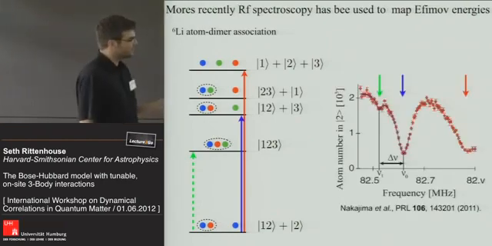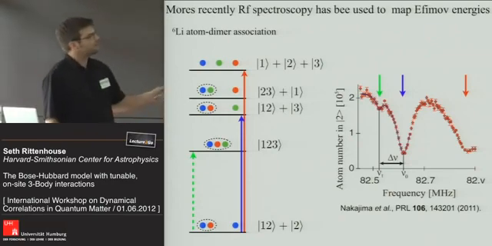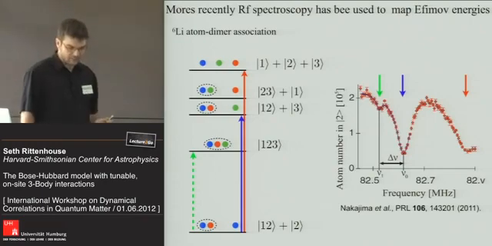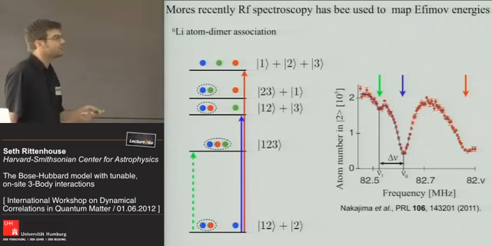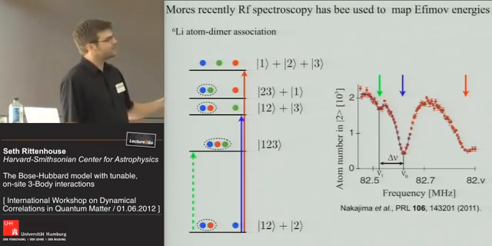This is from Nakajima et al., a Tokyo group that has done this. And sure enough, this is exactly what they see. They see a nice little loss. And once they go to these three distinguishable particles, they can get very strong three-body losses. So they can look at the loss rates, or the number of atoms remaining, and see these kind of resonances.